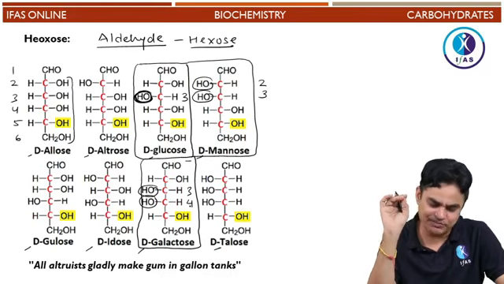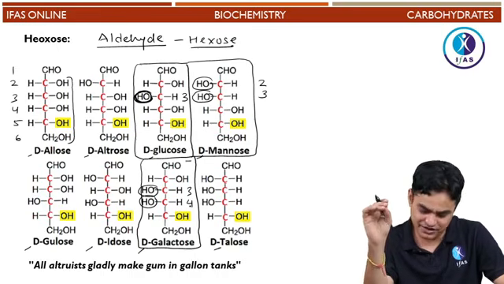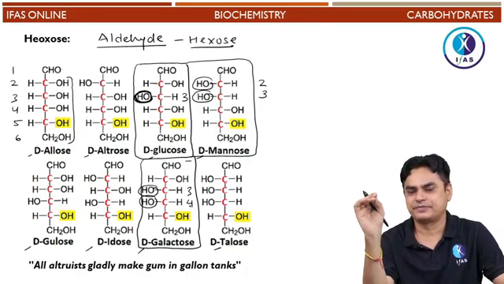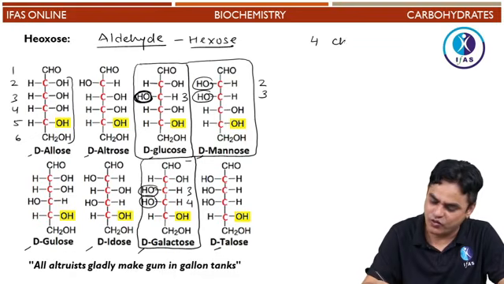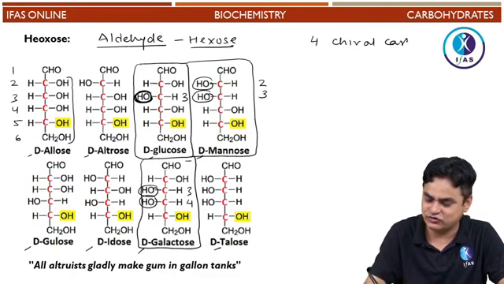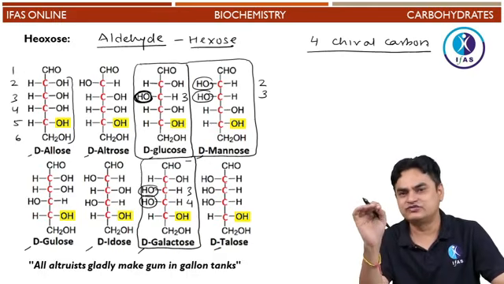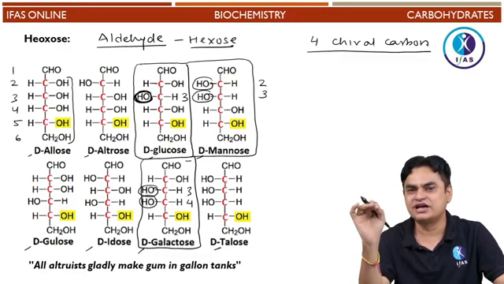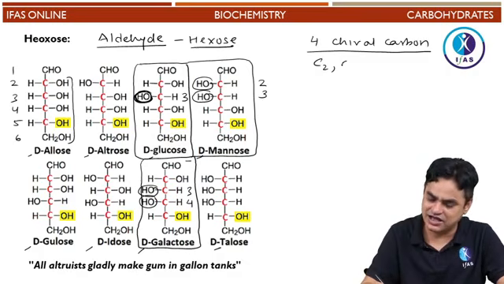So these are the important aldehydic hexoses: allose, altrose, glucose, mannose, gulose, idose, galactose and talose. These aldehydic hexoses have 4 chiral carbons, so the number of chiral carbons is increasing. In a triose aldehyde it was 1, in a tetrose aldehyde 2, in a pentose aldehyde 3, and in a hexose aldehyde there are now 4 chiral carbons: carbon 2, carbon 3, carbon 4 and carbon 5.